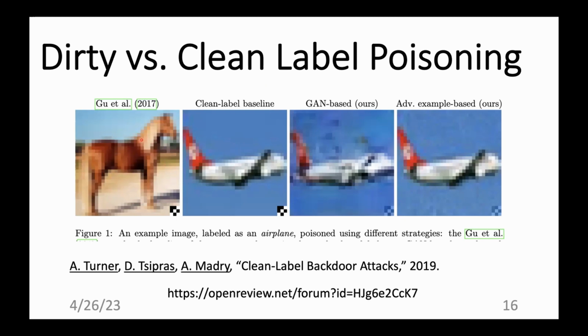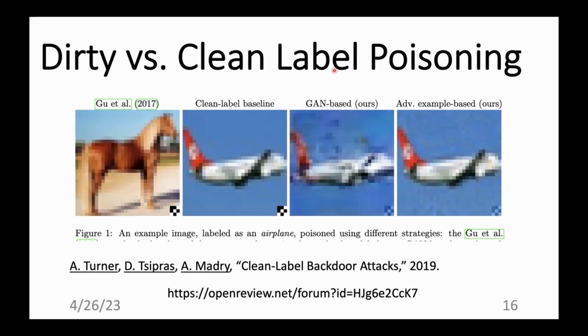But if it goes through, so if there's no human who finds this out, it might have very significant impact on the learning behavior. So this dirty label poisoning might be very efficient, might require only few poisoned data points, but these poisoned data points might be detected or spotted easily.